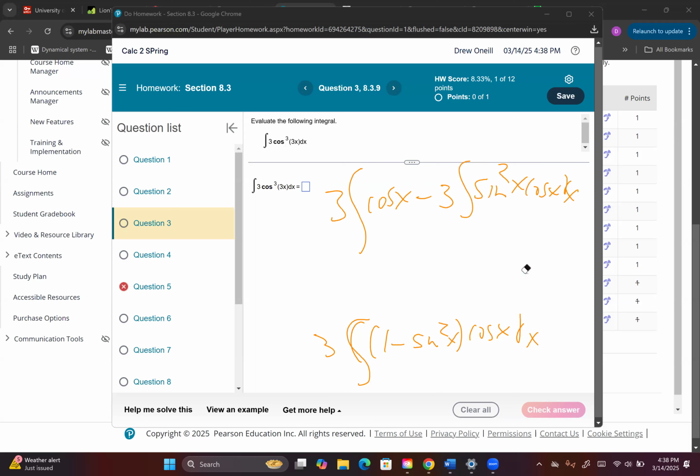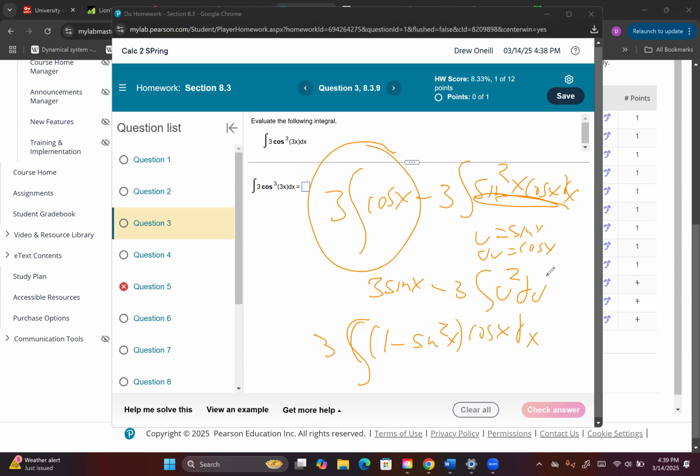And with that, we see, okay, this is pretty easy, right? What's the antiderivative of 3 cos x? That's 3 sine x. And this is actually, believe it or not, a u sub. So we'd let u be sine x, and then du would be cos x. So we have minus 3 antiderivative u squared du. And again, we can integrate that.